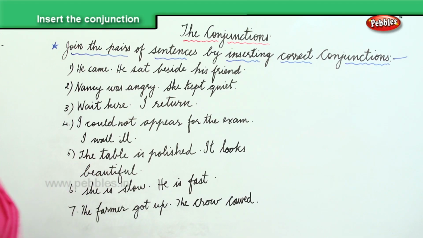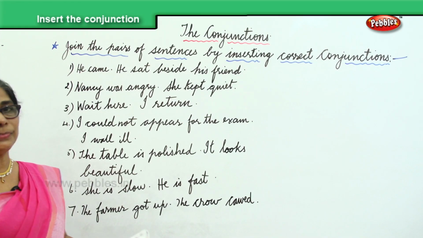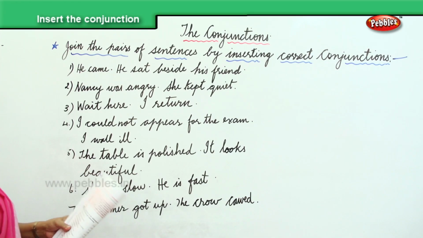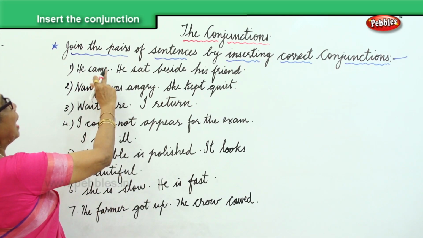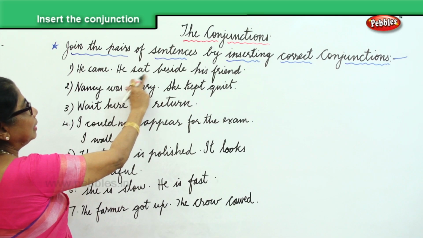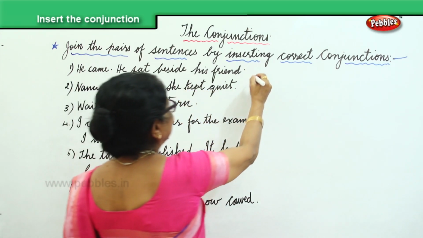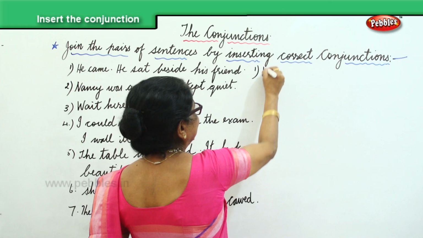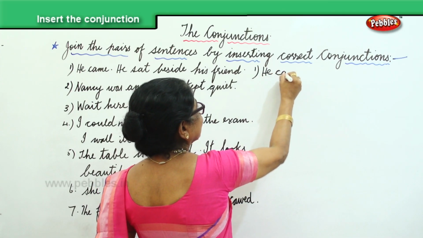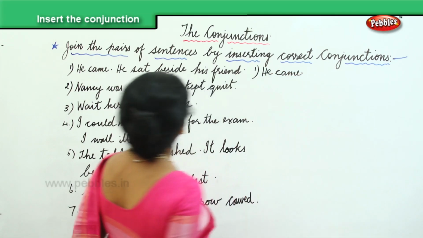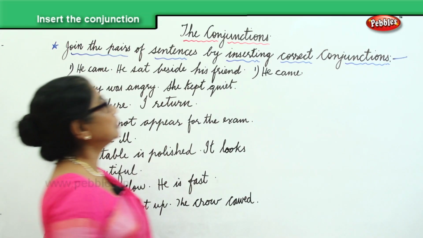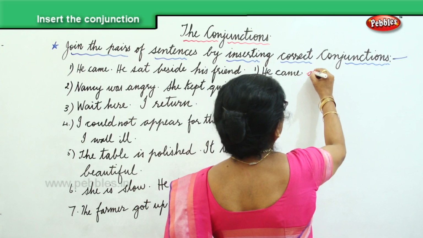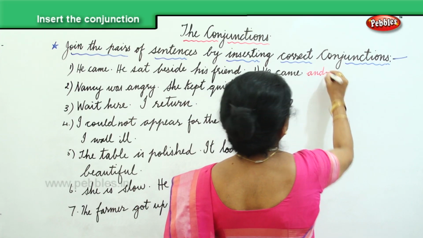Okay, now what is the first one. He came. He sat beside his friend. So how will you join it? He came, and sat beside his friend. What is the word we are using here? And. We are using the conjunction and.